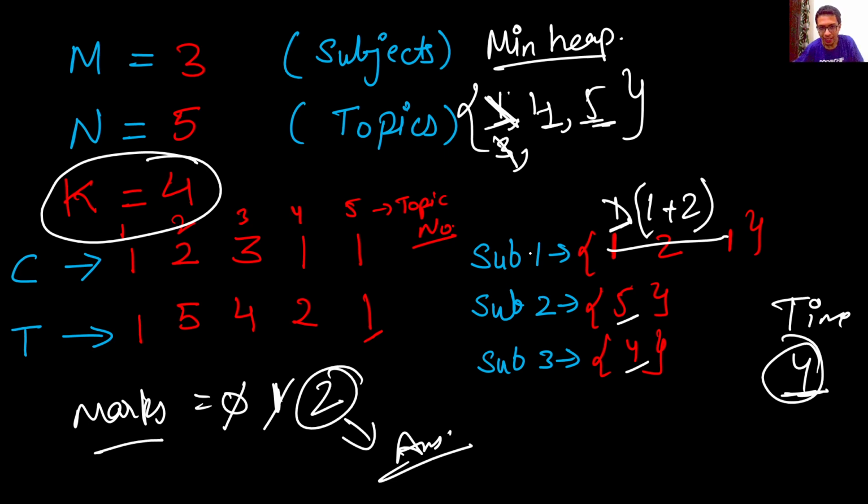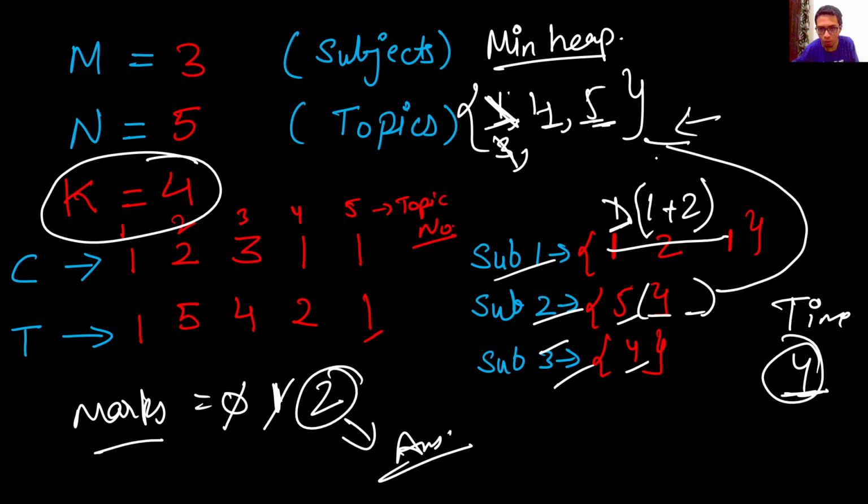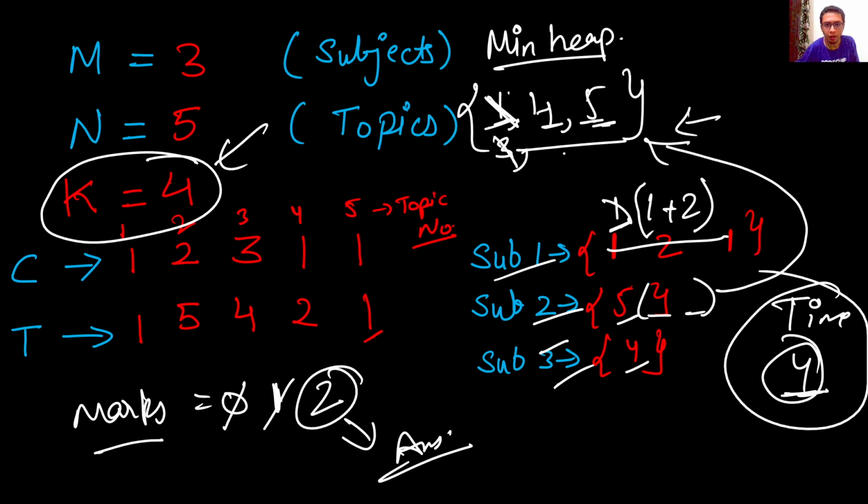Now at any moment in this process of deleting an element from the min heap, if we are deleting any number from any of these three arrays, then we would simply check if we do have 2 more elements in the same array or not. If yes, then we would simply insert the sum of those 2 elements inside the min heap, right? And this process would continue till the time exceeds k, or till this min heap becomes empty, right?